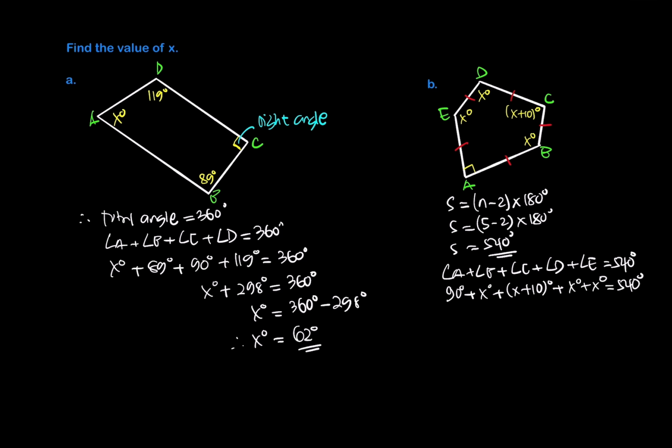Now we have 4x degrees plus 90 plus 10, that's 100 degrees, and then this is going to be 540 degrees. Now 4x equals 540 minus 100, then this is 440 over 4, then x equals 110 degrees. Okay.